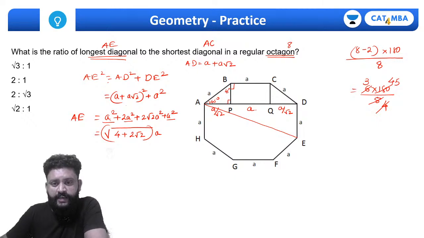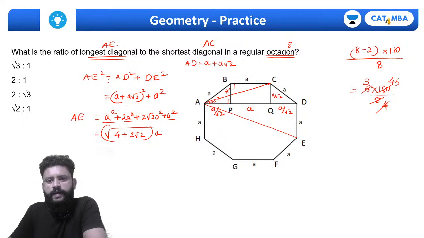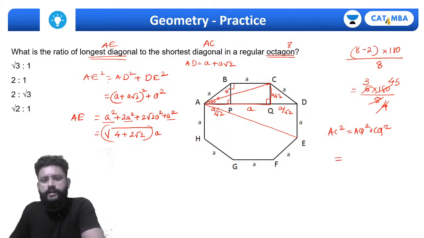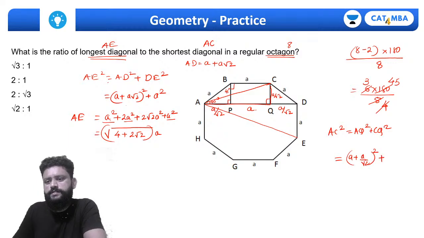The same way अभी हमें चाहिए AC. We can again use the formula. Okay, if this is A, this is A by root 2, this is also A by root 2, and this is A by root 2 plus A. Again we can use the Pythagoras theorem here. AC square will be equal to AQ square plus CQ square. So AQ is (A plus A by root 2) whole square plus (A by root 2) square.